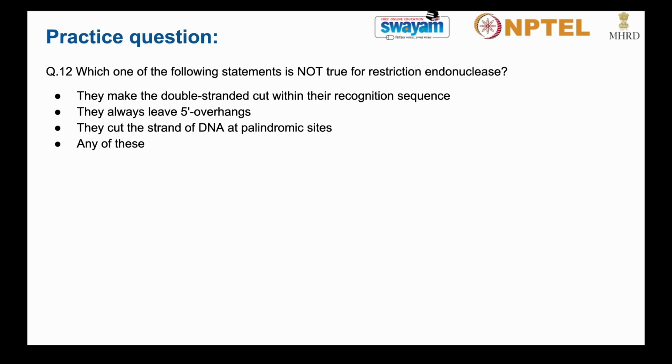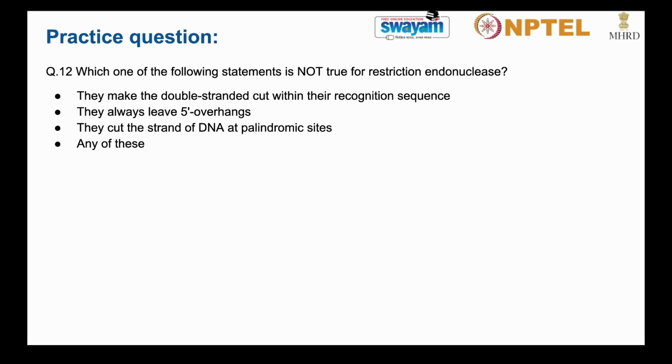We have already discussed the restriction endonucleases, that they are very specific in their cleavage, especially the type 2 restriction endonucleases. They have specific recognition sequences, and these recognition sequences have a property that in both the strands they are palindromic to one another. So in this way, option C is true. Now let's come to option A, which says that they make the double-stranded cut within their recognition sequence. Yes, it is also true, because we have seen many restriction endonucleases cutting the double-stranded DNA, and they have a recognition sequence. So option A is also true.